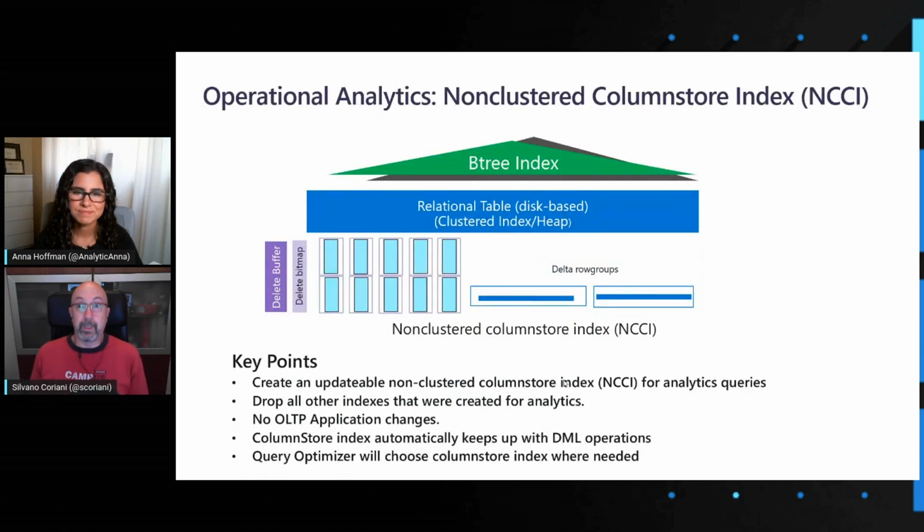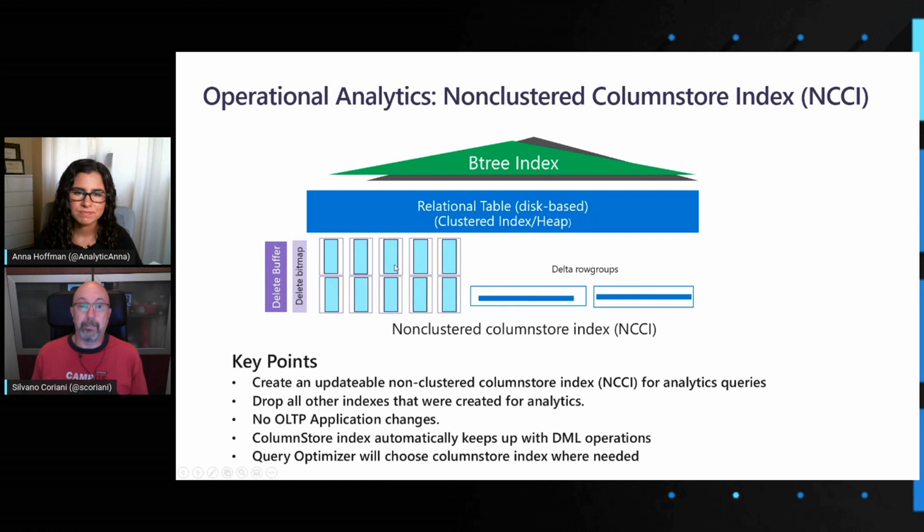For non-clustered Columnstore indexes, what we are doing is taking our relational table, which again is optimized for the traditional OLTP workload, and creating this columnar structure on top of the existing relational tables, right?